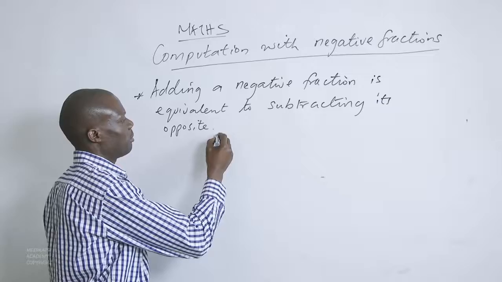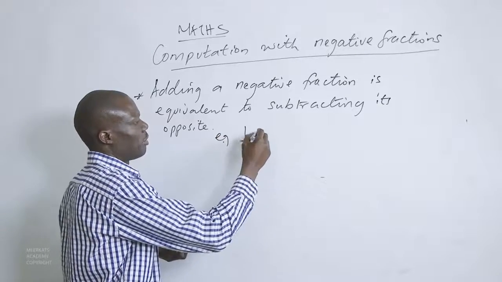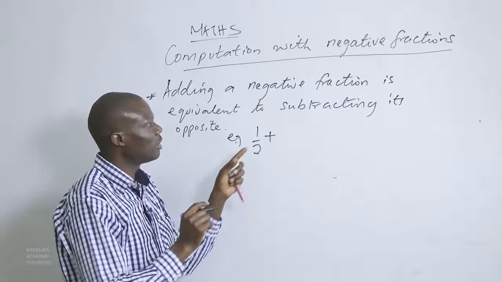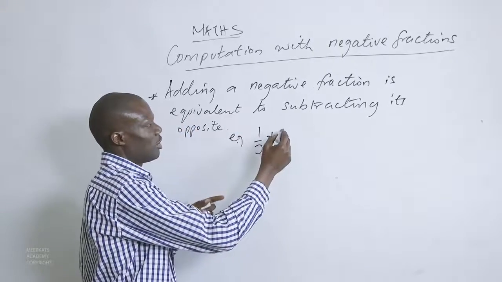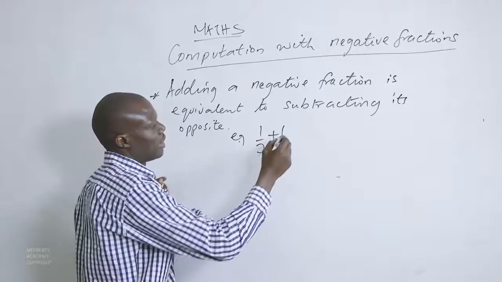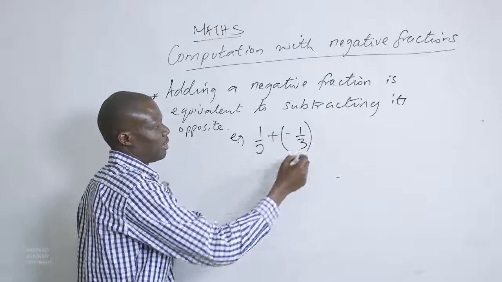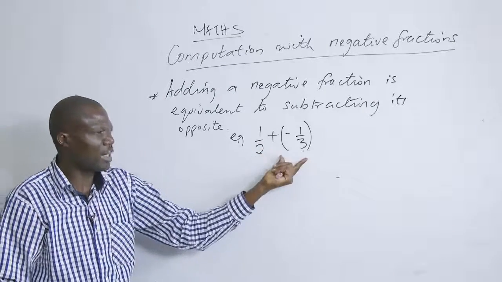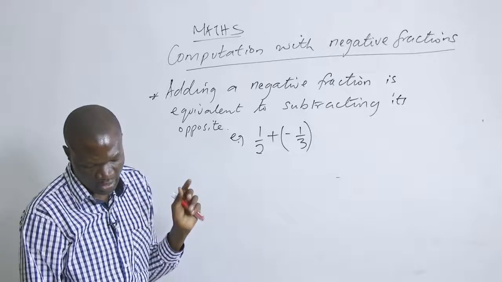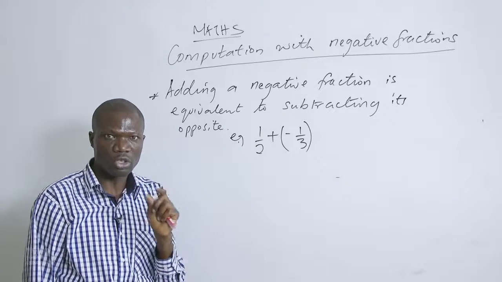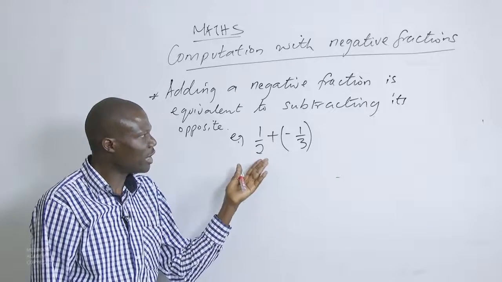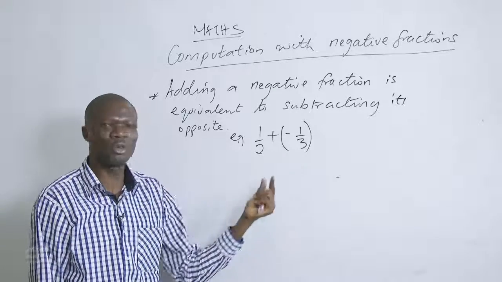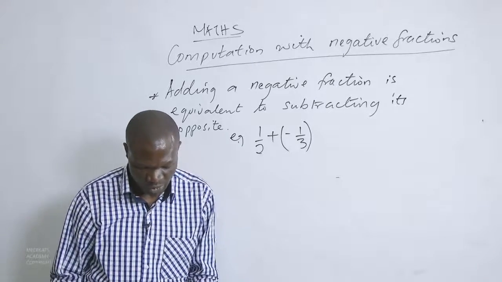Let us look at this. For example, let us look at a half plus. We want to add, and what we are going to add is a negative fraction as we have been told here. So I want us to take a half plus negative 1 over 3. That is what we have. We want to add a negative fraction. So while adding a negative fraction, what happens? We have been told it is the same as subtracting its opposite. We need to know what we mean when we talk about its opposite in this particular case.